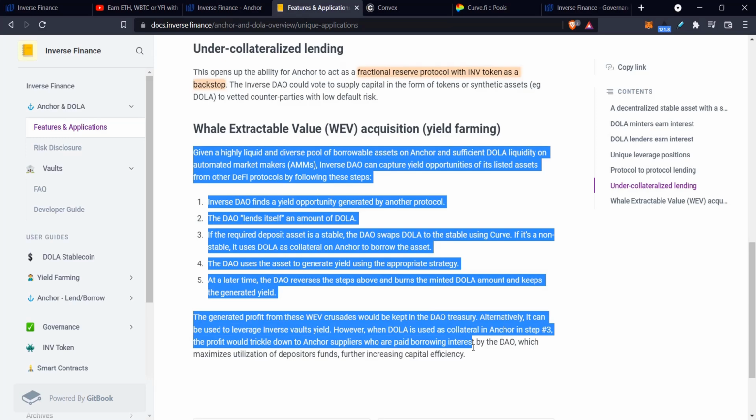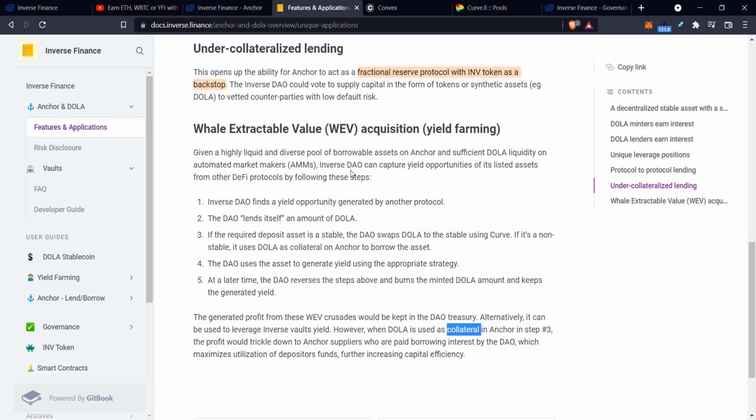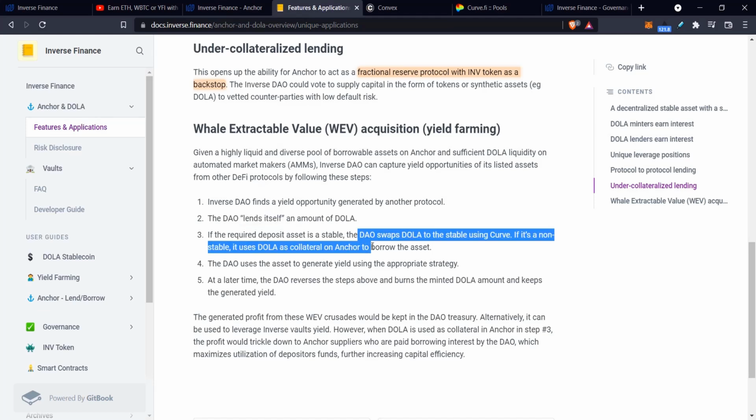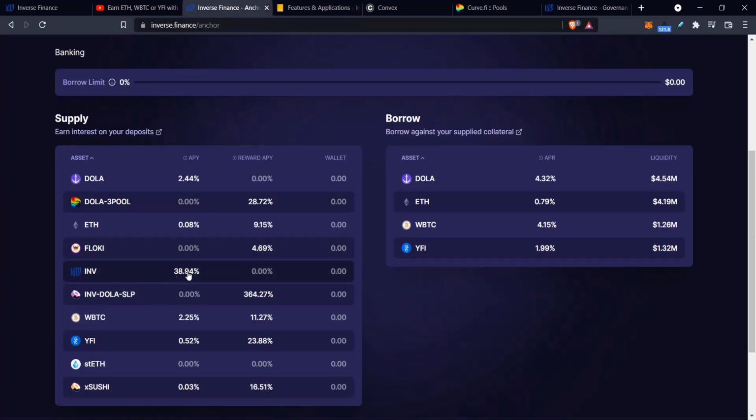Now, this is the last one I want to talk about that took me a little bit of time to read through, and it's pretty interesting. Basically it says that the DAO itself can mint DOLA, supply DOLA, and borrow DOLA from themselves. Then they can lend themselves DOLA, take that DOLA out into DeFi, make yield, and bring that yield back to the DAO. They can also use that yield to buy back the INV tokens, to subsidize this 38% here and change this to whatever they think is important.